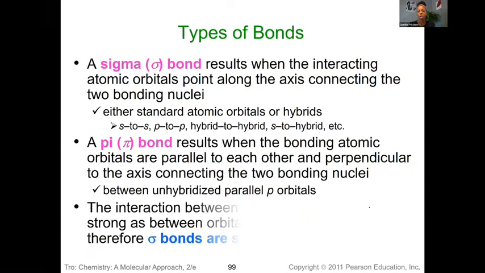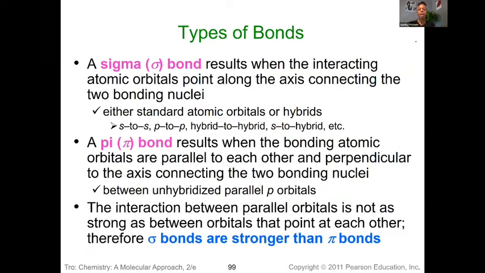Now, you're going to hear some terminology thrown out a few times on how we classify the bonding that's occurring. When you have bonding that is the result of the interacting atomic orbitals along the axis, basically coming directly towards one another, those are what we call sigma bonds, and they get the symbol sigma. And when you have that perpendicular attraction to the axis, those are what we call pi bonds. And this is going to happen with these unhybridized parallel p orbitals.